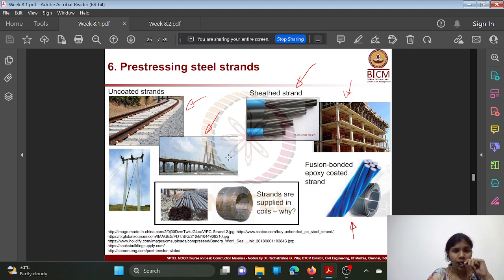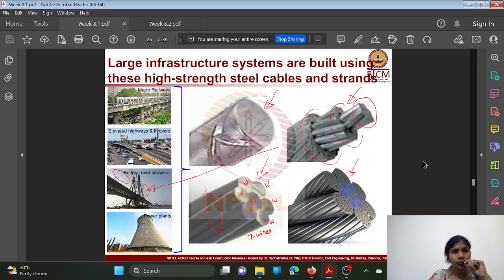Okay, and this is some cable stayed bridge. Okay, and strands are supplied in coils. Why? Because we need it in higher lengths. The higher lengths will be more where we'll be using these strands. That's why it will be supplied in coils. Okay, so large infrastructure systems are built using these high strength steel cables and strands, like in metro constructions or elevated highways and flyovers and bridges over seawater and power plants.